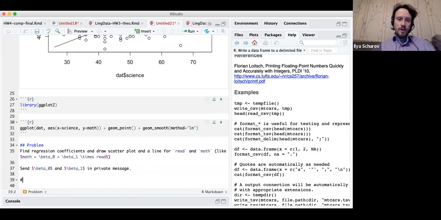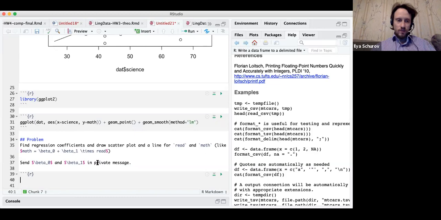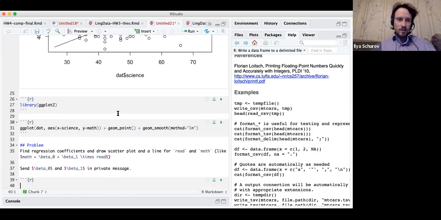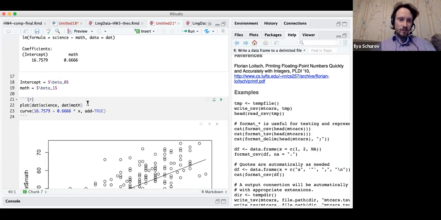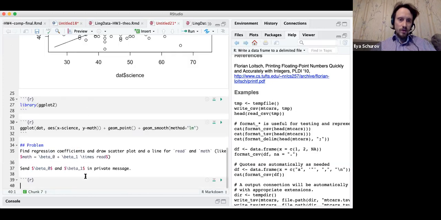Okay, I think we have to move further. Let me try to solve this problem by myself because I still don't know the correct answers. I only see that some answers are the same, so probably they are correct. So if I want this model where math is the dependent variable and read is the independent variable, then I have math ~ read.